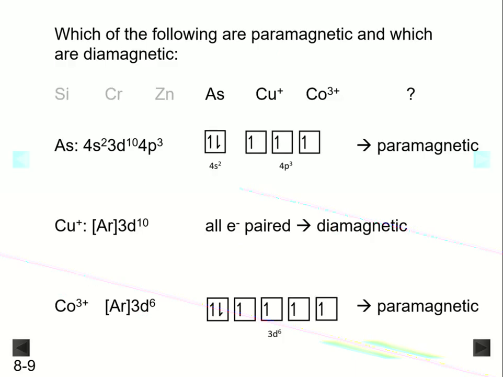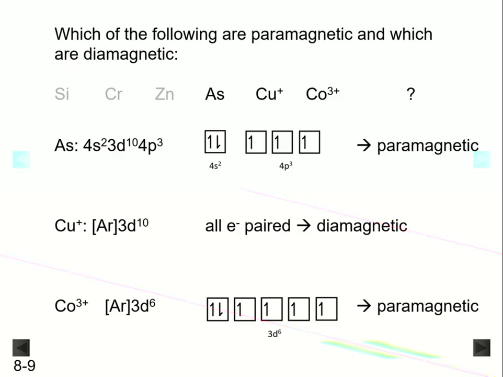Next, we can move on to arsenic, copper 1, and cobalt 3. Arsenic is 4s2, 3d10, 4p3. We should recognize that as an odd number of electrons, and we would know that must be paramagnetic, but we've drawn the orbital diagram just to show us that it has 3 unpaired electrons. Copper 1 has an electron configuration of argon 3d10, and as it is a 3d10, they're all paired electrons. Therefore, copper 1 is a diamagnetic species.